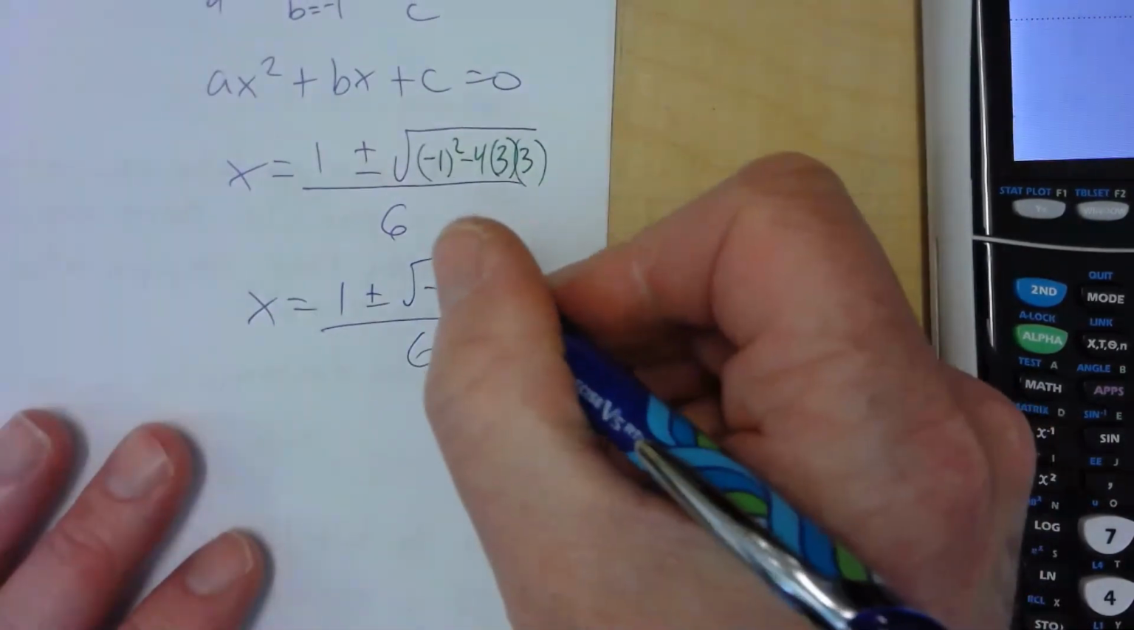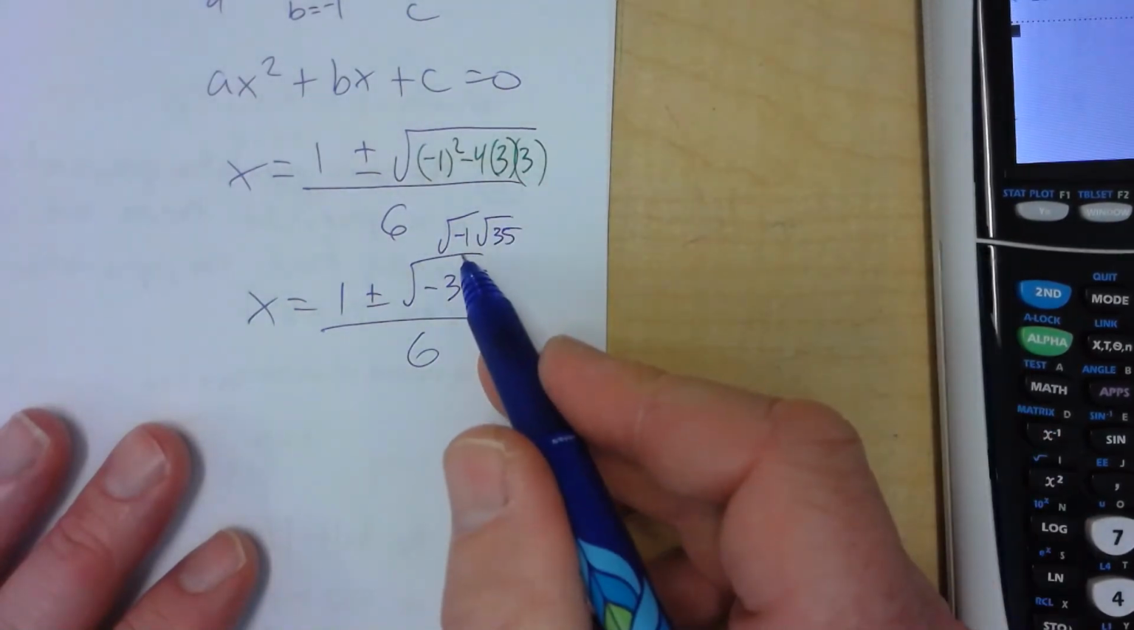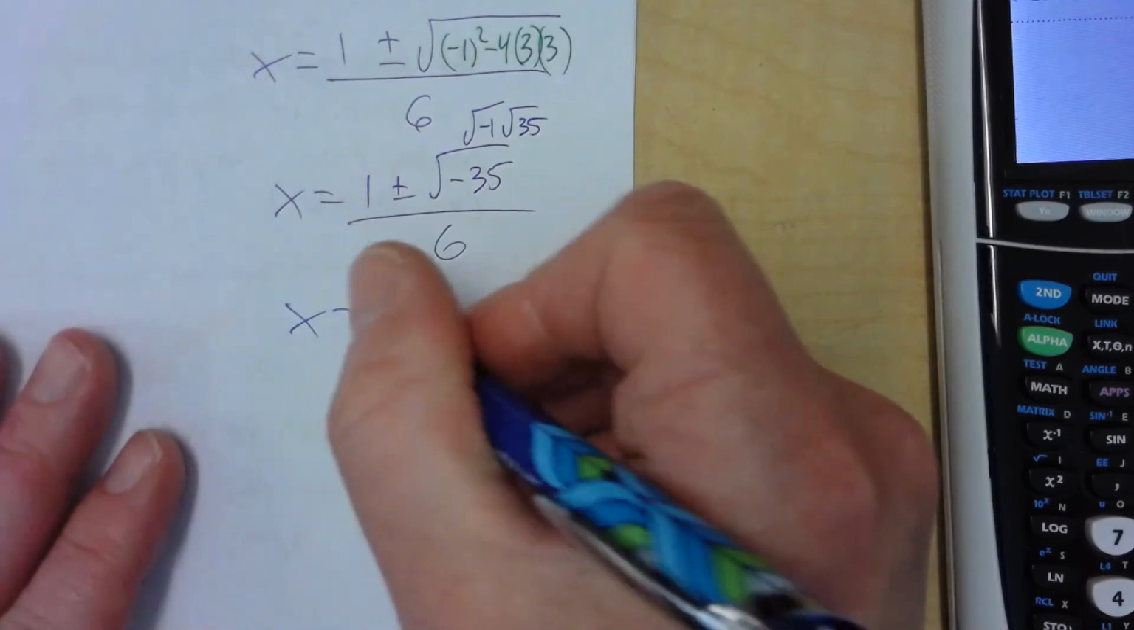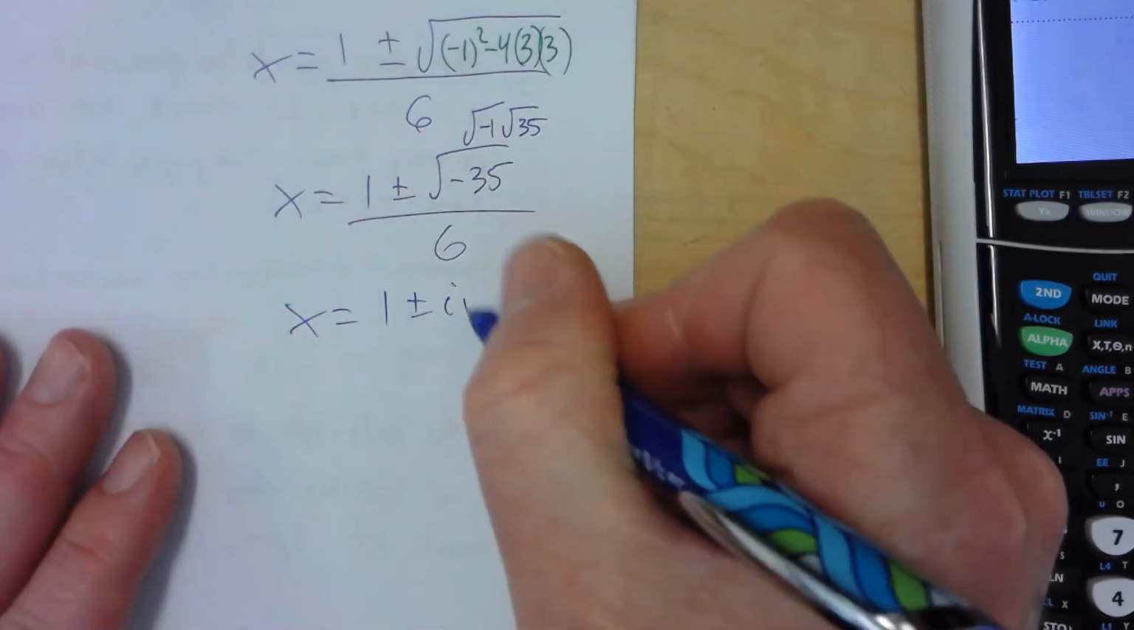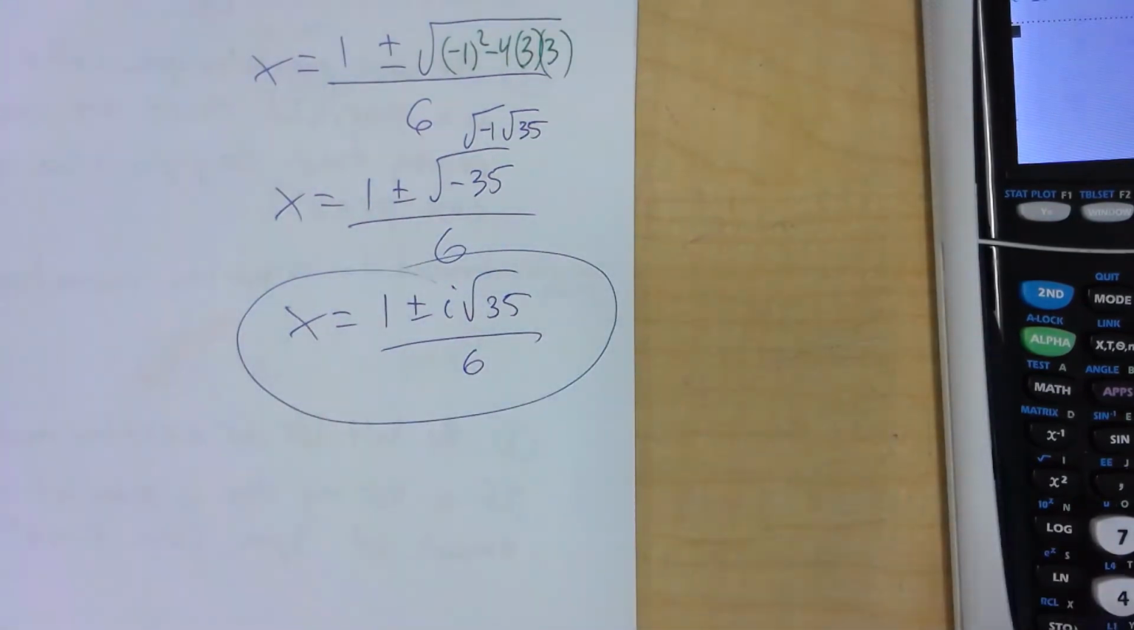Now, we break this up into the square root of -1 and the square root of 35, because the square root of -1 is that i business. So this is an imaginary solution, i square root of 35 over 6. So that's the answer to that one.